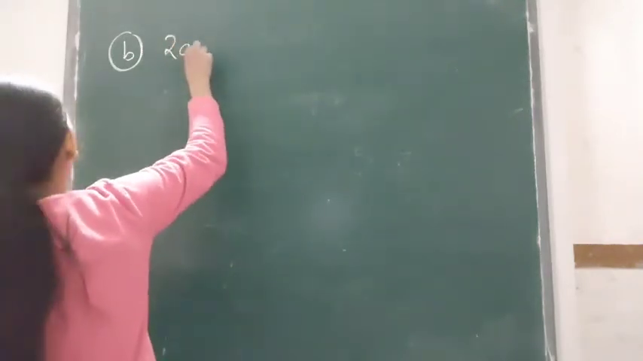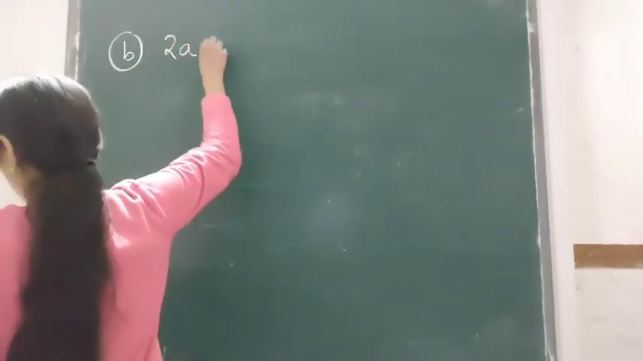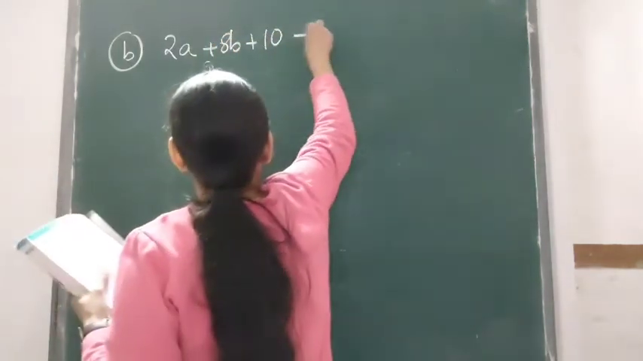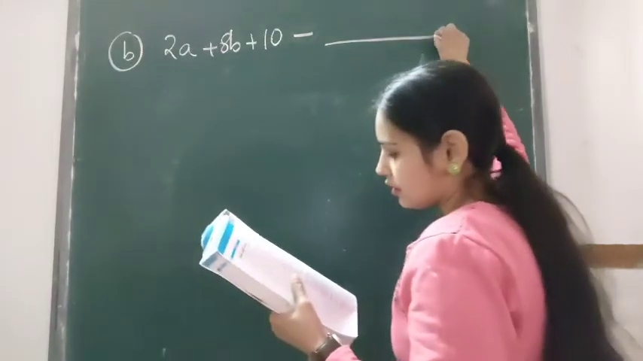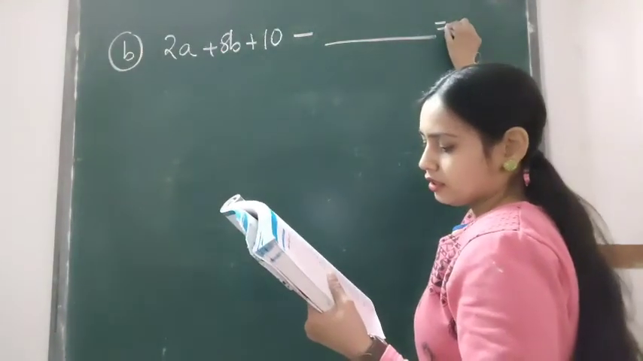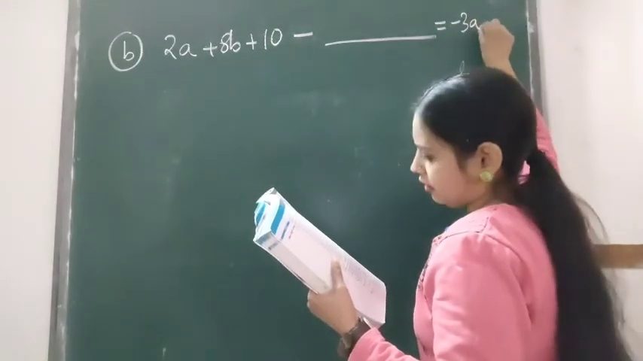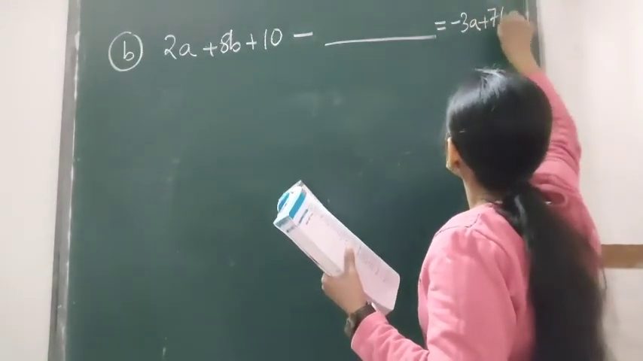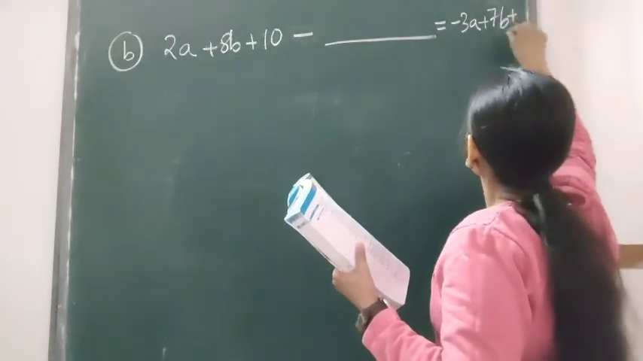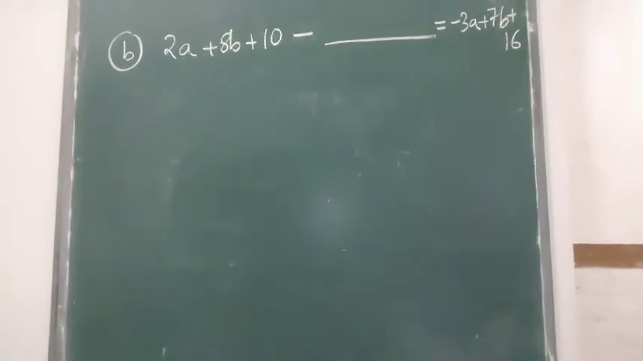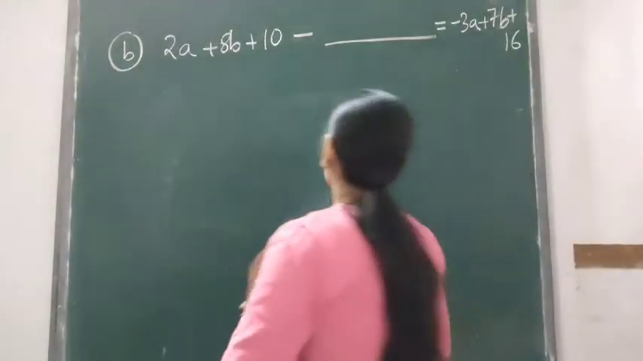B part. What should be subtracted from 2a plus 8b plus 10 so that you get minus 3a plus 7b plus 16? Okay, children, so again take the same example.